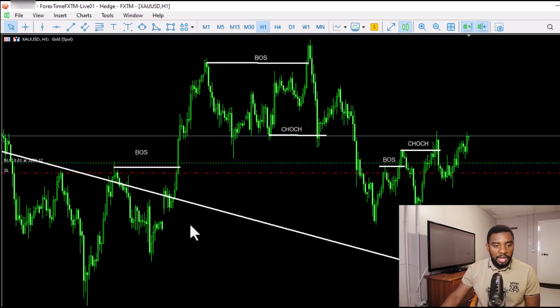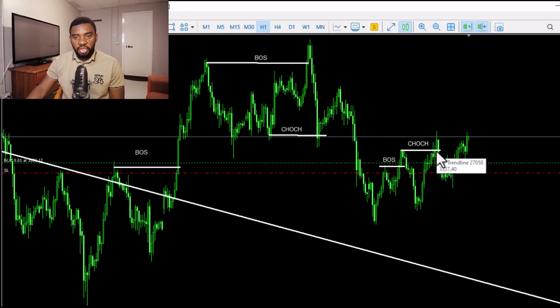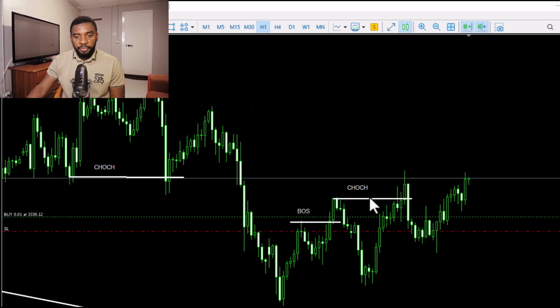So from the 1 hour time frame, you see price forming higher highs and higher lows. We have a break of structure here, break of structure here, and here we have a change of character. When we go here, we have a break of structure here, and we have a change of character. Let me zoom in again for you to see. Why is this section referred to as change of character?